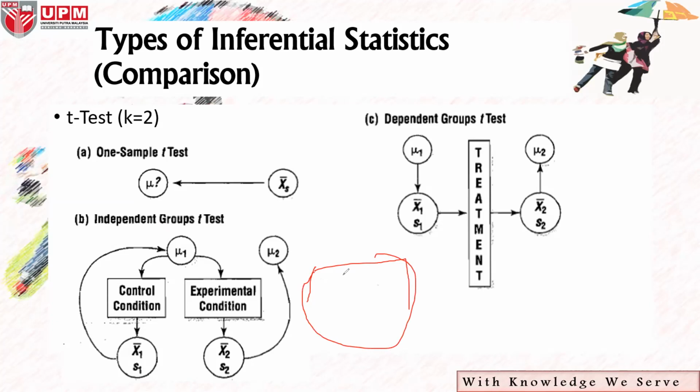For example, male and female. Okay, male and female ni dia tak berkait antara satu sama lain. Male is male, female is female. So we compare between male and female, for example. Because the two groups, male and female, are independent, it does not influence each other. So therefore, the name is independent sample t-test.